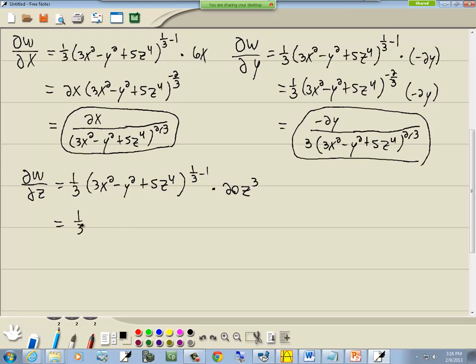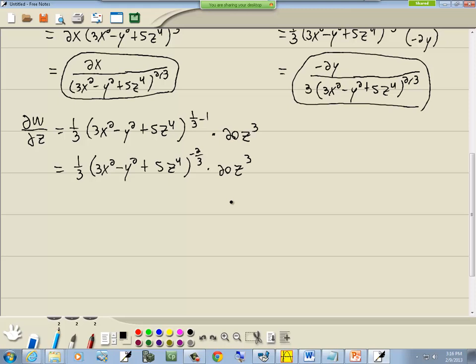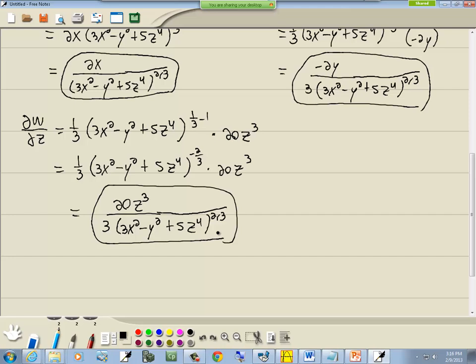So that equals 1/3 times (3x squared minus y squared plus 5z to the fourth) to the negative 2/3 power times 20z to the third. And put it into a single fraction again. We're going to have 20z to the third up on top, 3 down below, and (3x squared minus y squared plus 5z to the fourth) to the positive 2/3 power. And those are our answers.